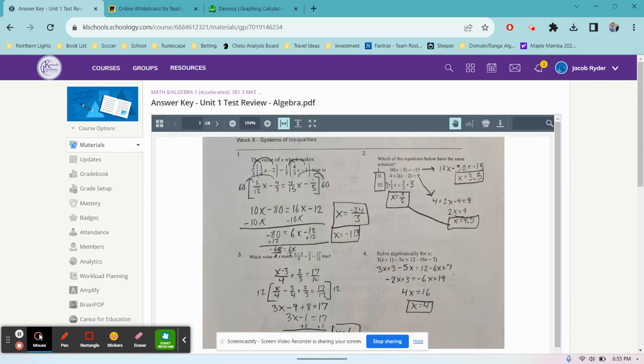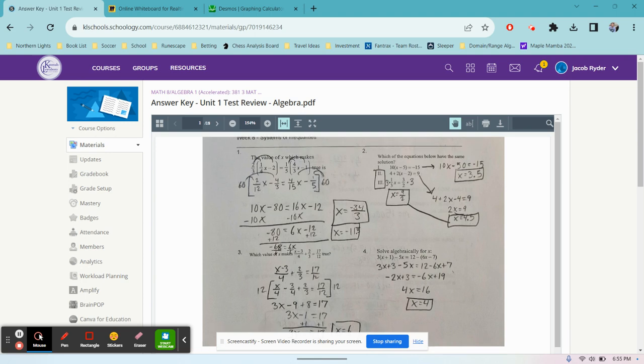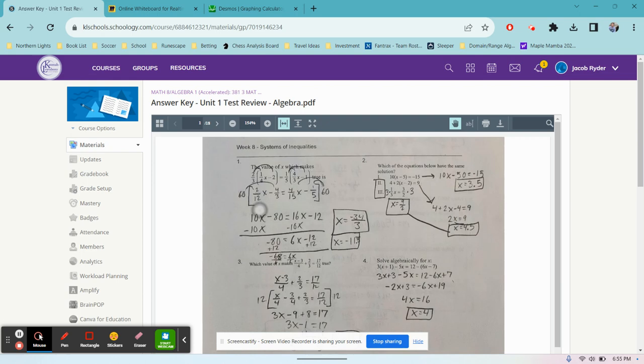On number 1, most of the questions I had today revolved around this 60. That 60 got multiplied through because my goal was to eliminate all of those fractions. Now, I know that 12, the first denominator, is a factor of 60, so is 3, so is 15, so is 5. When you multiply through by a number where the denominator is a factor of that number, you'll end up canceling out the denominator and ending up with all whole numbers. So you'll notice after I multiplied by the 60, I had 10x minus 80 equals 16x minus 12. So I succeeded in eliminating all my fractions.